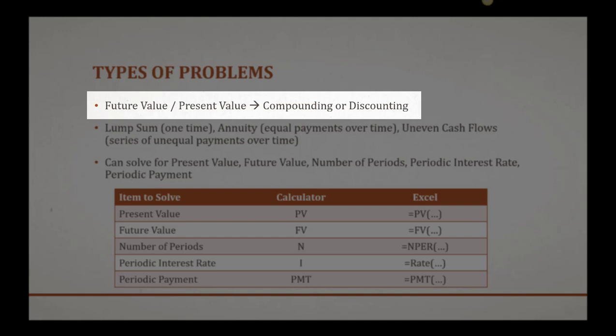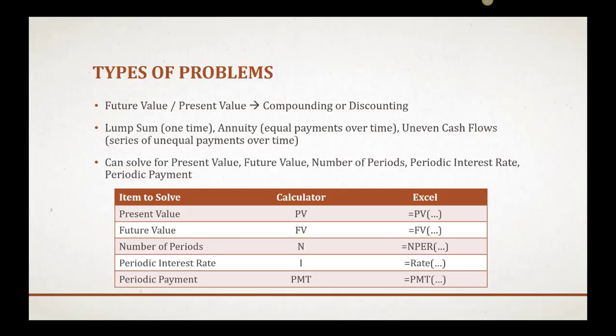That's where we're either compounding a number, growing it over time, or we're discounting a number, where we're reducing it as we bring it back in time. So a future cash flow that's received at some point in the future, we bring it back to today, find the present value, then we'll be discounting.